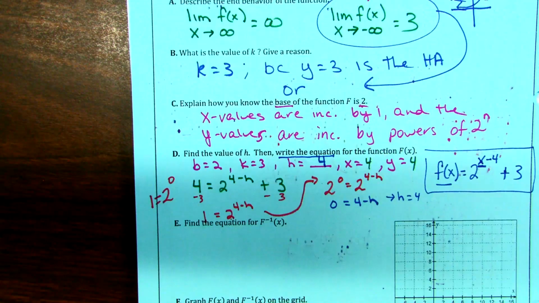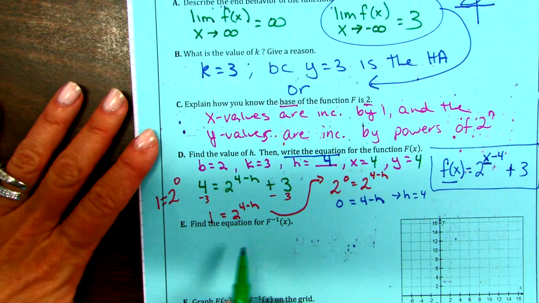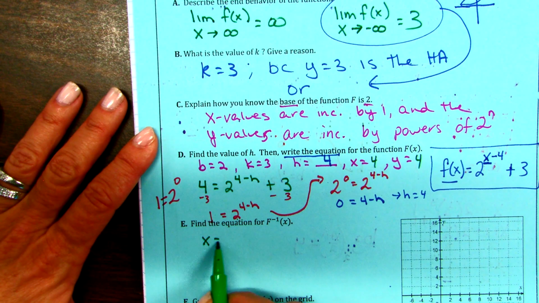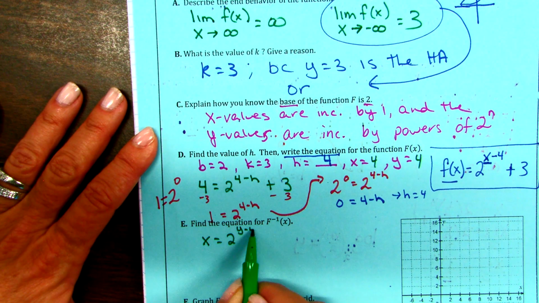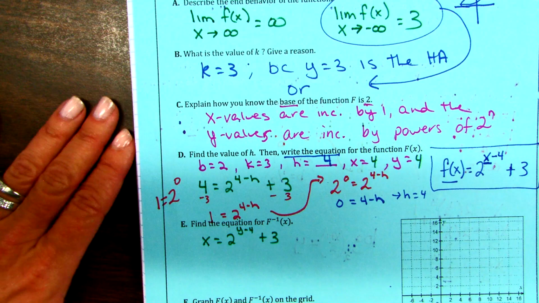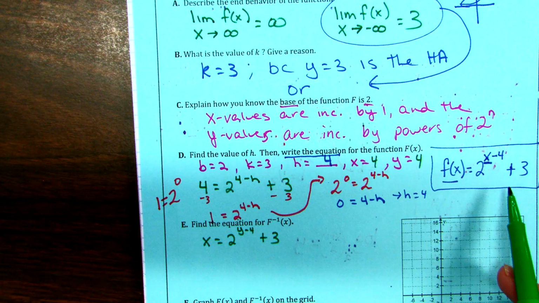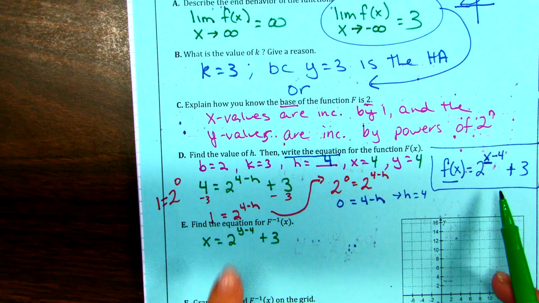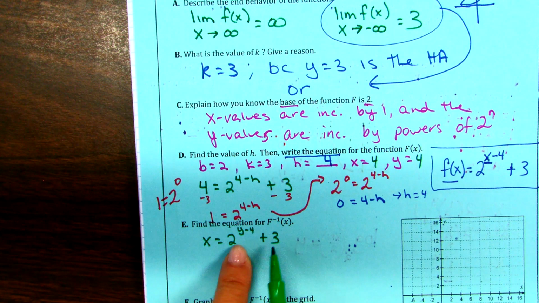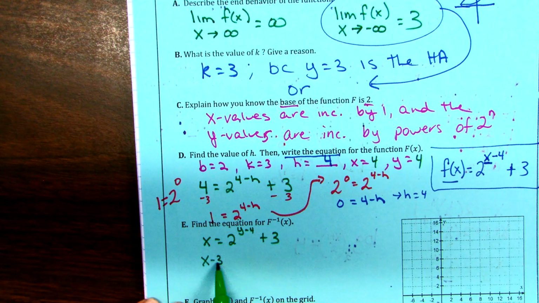Inverse. Switch x and y, solve for y. So this is an exponential. The inverse will be a log, just like we did in the last FRQ. We had to do the same exact thing. Get your base by itself, subtracting 3. And write it in log form.